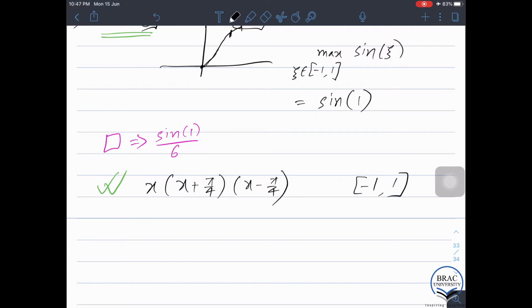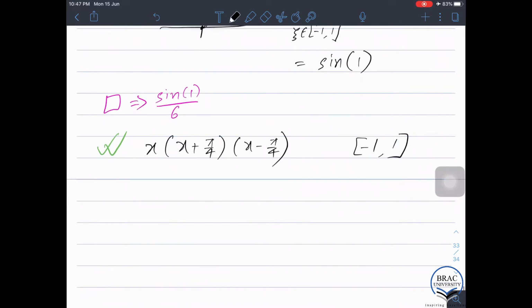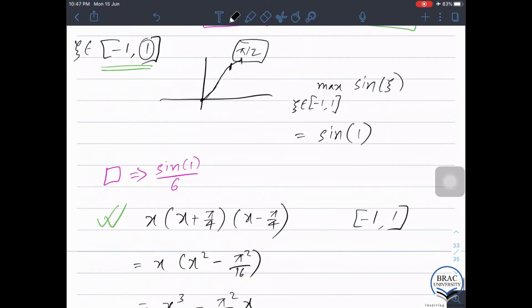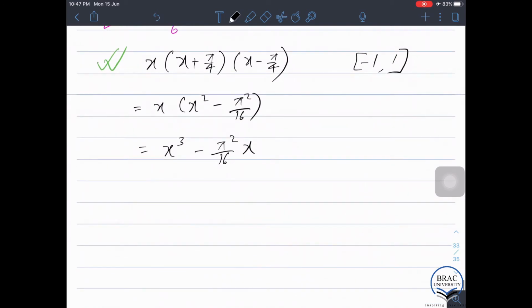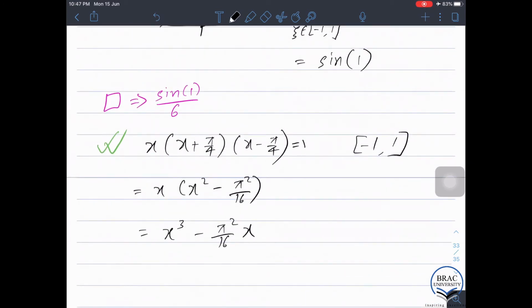Okay, so for convenience, let's try to write it explicitly. So the first term will be x cubed, then the second, okay, there's a shortcut way to do it. Let's do this first. This is nothing but x square minus pi square by 16. Then this would be nothing but x cubed minus pi square by 16 x. All right, so let's give this function a name. Let's call this w of x.